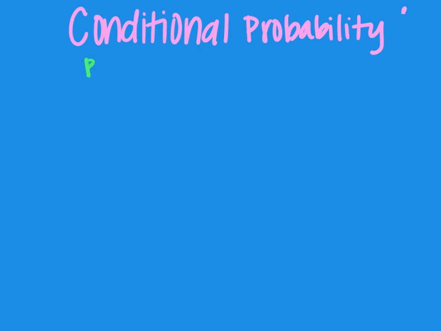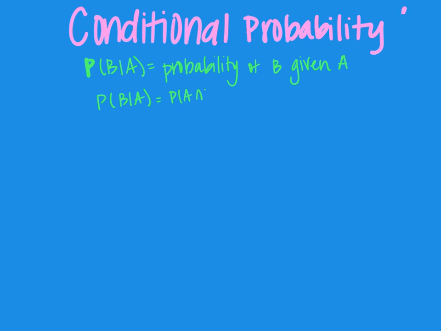So the formula that we usually have for probability looks like this. The line and then A. So this is the probability of B given A has already occurred. Our formula looks like this. Probability of B given A is the probability of A and B occurring divided by the probability of A occurring.